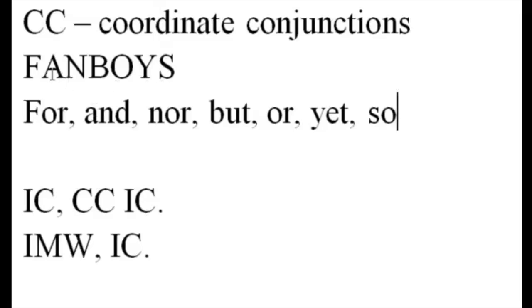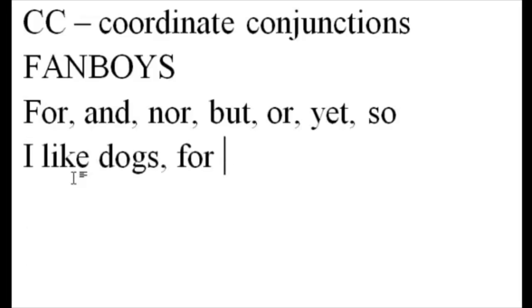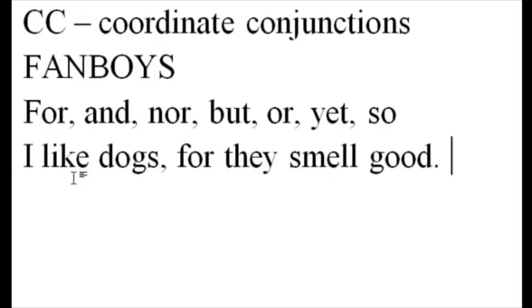What are these used for? For is a reason, so you could say I like dogs for they smell good, which is weird. I'll give you examples, right? So the first part over here, I like dogs, that's a sentence, and this is also a sentence, and they combined it with this coordinate conjunction for. You could do whichever one over here. Just make sure it makes sense logically in terms of the sentence.